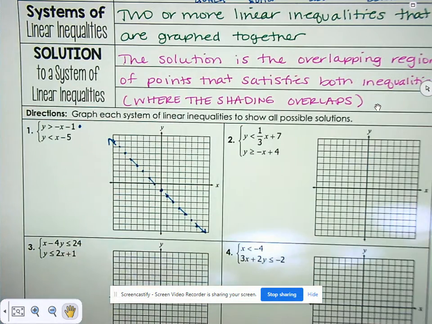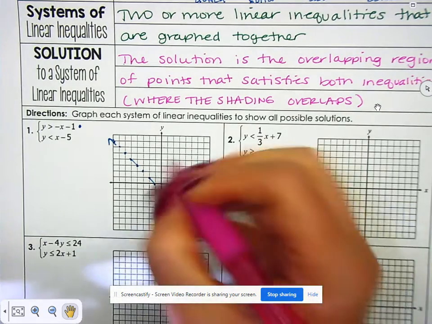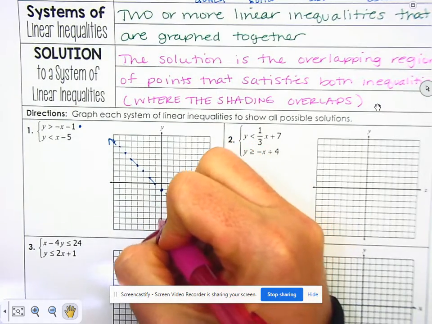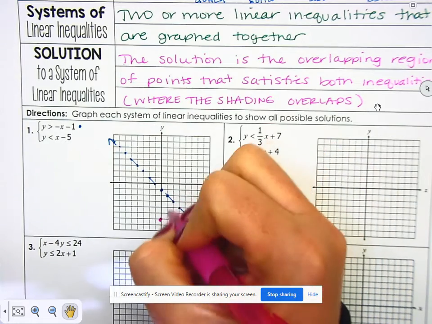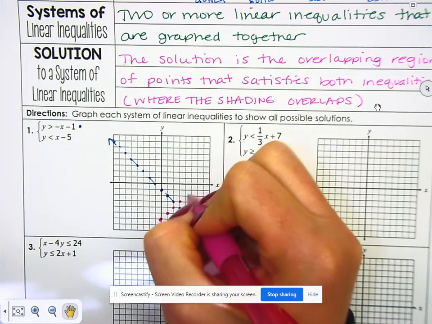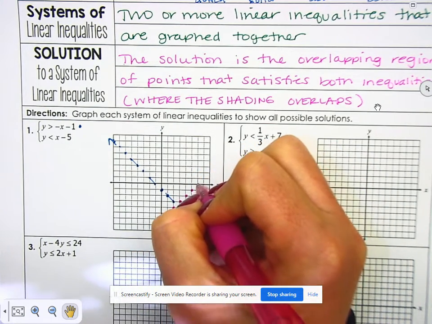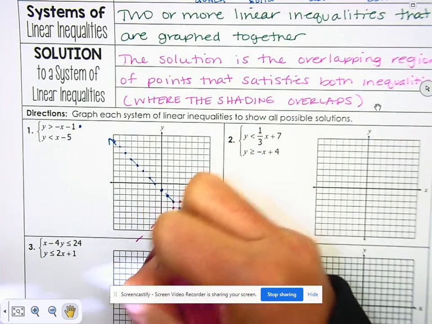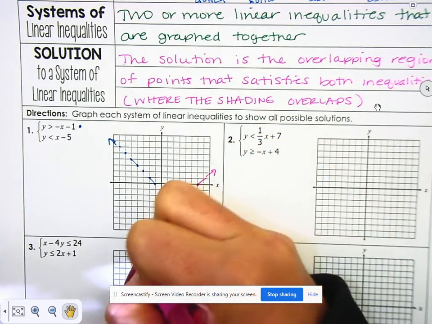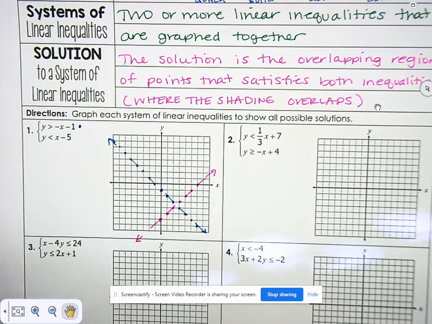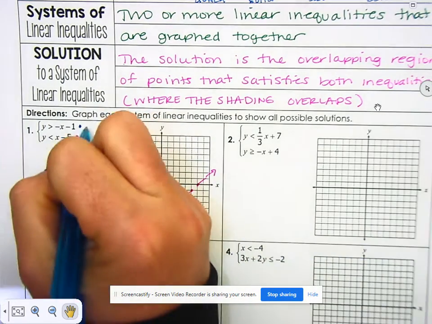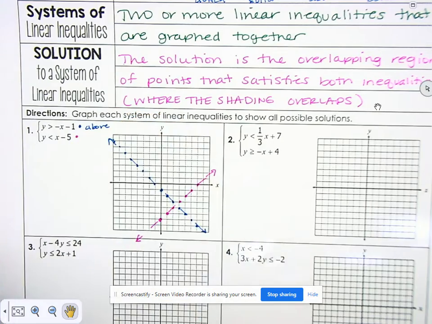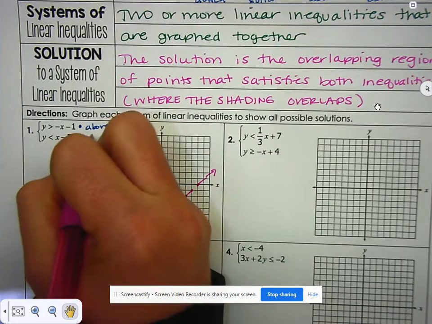Let me graph the second one. The second line is going to start at negative 5, and we're going to go up 1 and right 1. This is another dotted line. All right, so both were dotted, and let's talk about shading. This is greater than, so we're going to go above here. This is less than, so we're going to go below here.